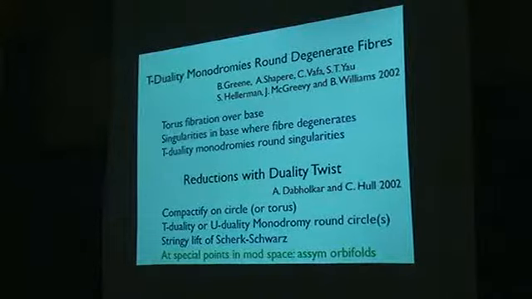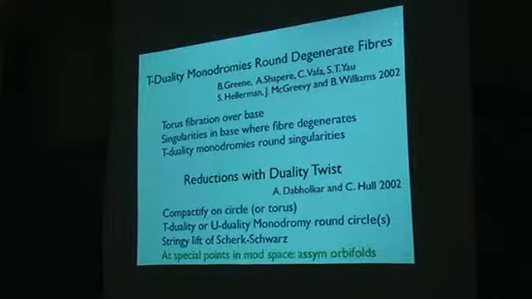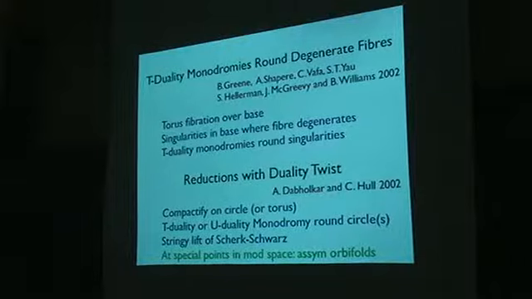Some of the first examples involved setups where you had T-duality monodromies around degenerate fibers. These are the cases where you have a torus fibration over a base, and there are singularities corresponding to points in the base where the fiber degenerates. And as one goes around these singular points in the base, one finds that the fibers are glued together using a T-duality transformation, and so one gets a T-duality monodromy around these singularities.